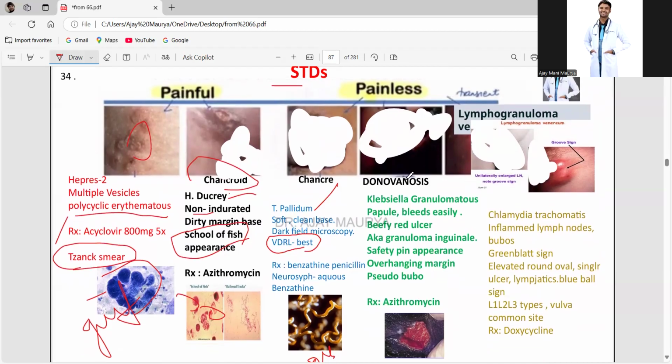Next one, donovanosis. Donovanosis is caused by what? Caused by Klebsiella granulomatis. We have papules. This bleeds easily. There is a beefy red ulcer, also called granuloma inguinale.